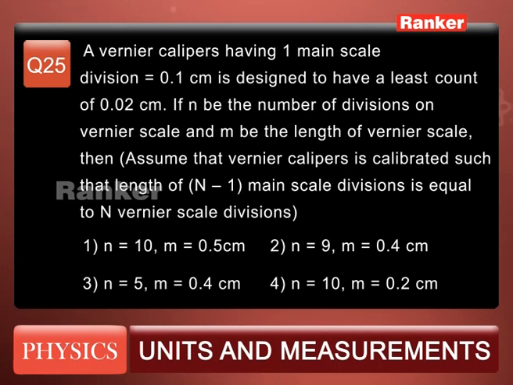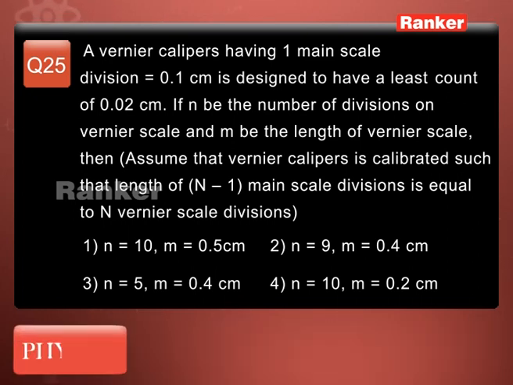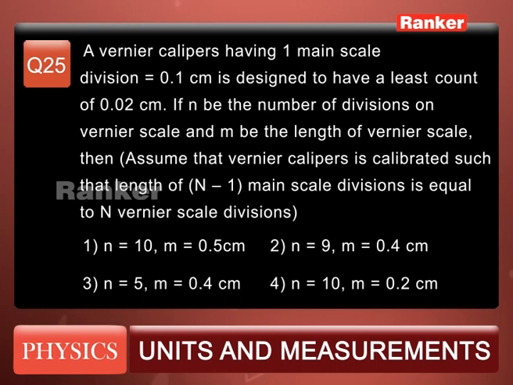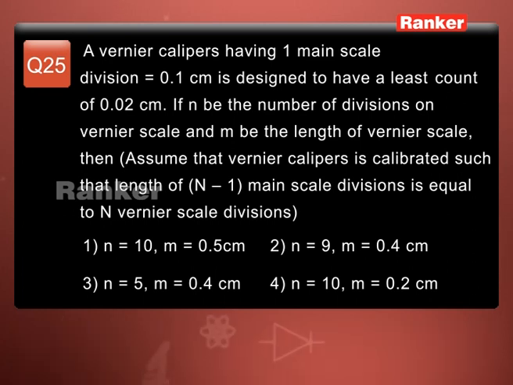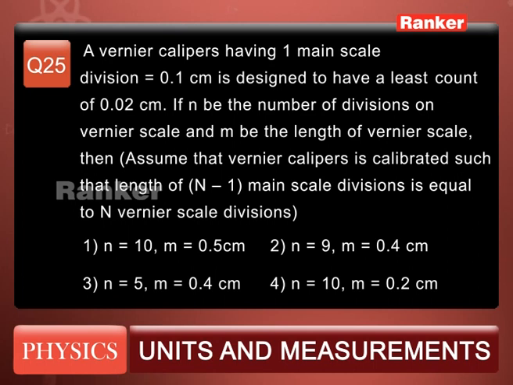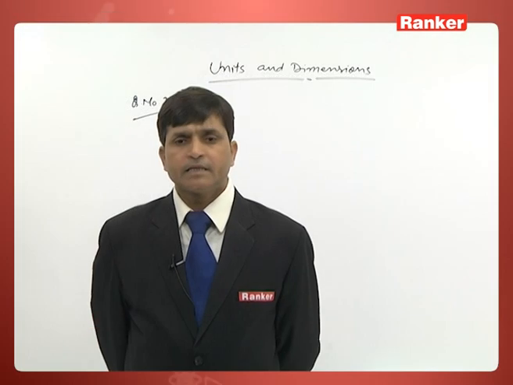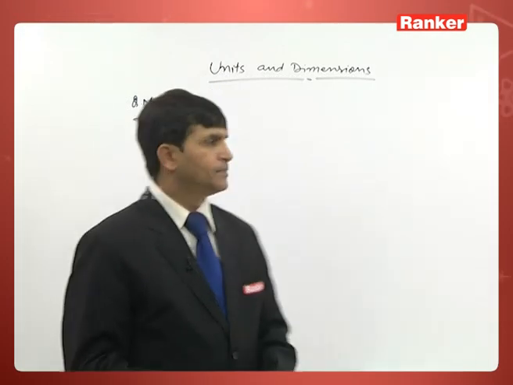In the first option it is given n is 10, m is 0.5 centimeter. In the second option n is equal to 9, m is equal to 0.4 centimeter. In the third option n is equal to 5, m is equal to 0.4 centimeter, and in the fourth option n is equal to 10 and m is equal to 0.2 centimeter. Now, see how to solve this problem.